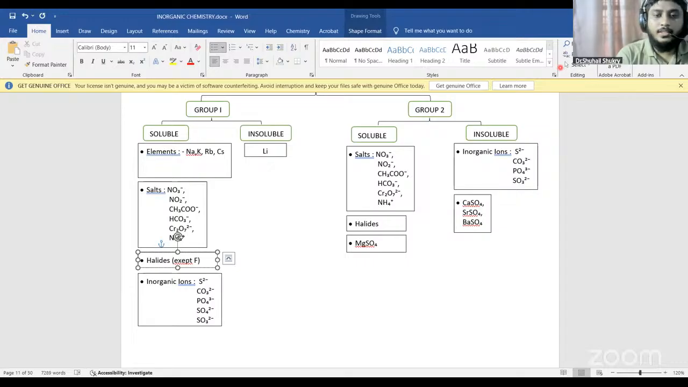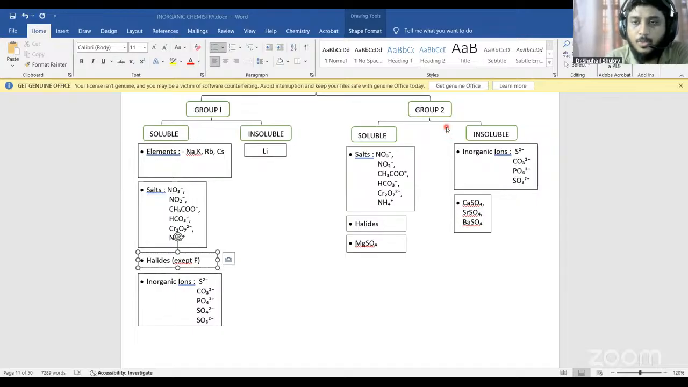Now, except fluorides, other halides are soluble. So sodium chloride is soluble. Sodium bromide is soluble. Sodium iodide is soluble. But sodium fluoride is not soluble. Other group 1 sulfides, carbonates, phosphates, sulfates, everything is soluble. Group 1 elements, all are soluble, but in group 1, lithium is not soluble.